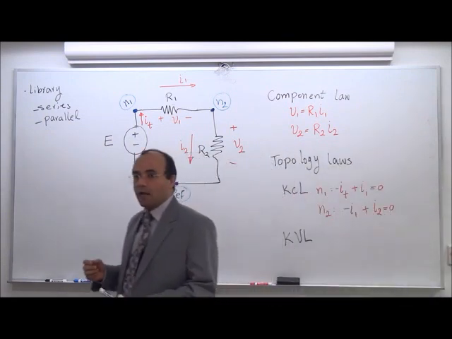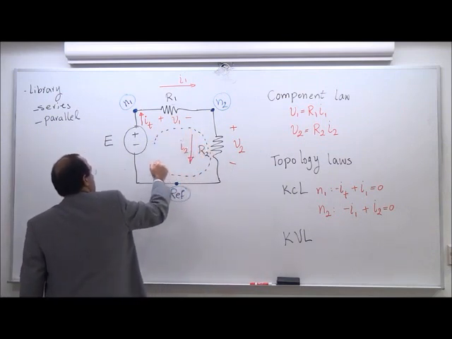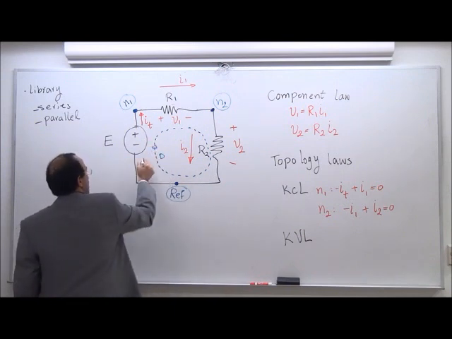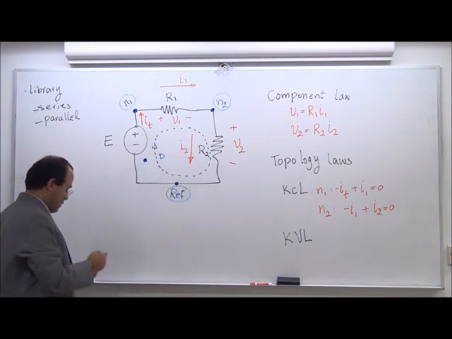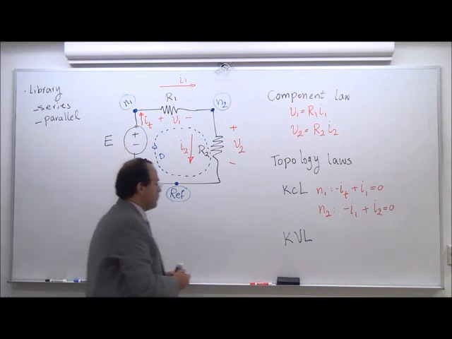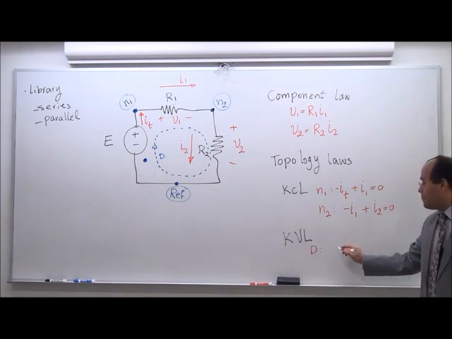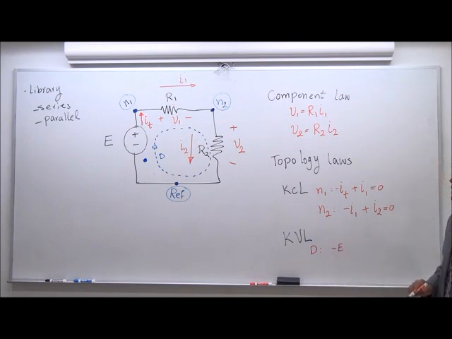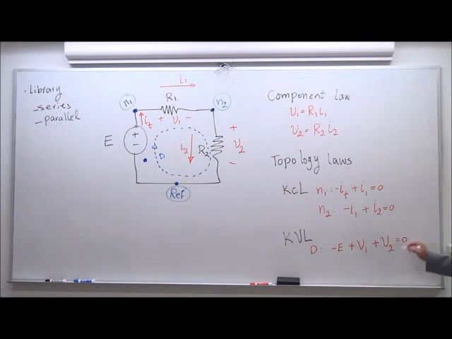The KVL law requires identification of loops. So this one, I have only one loop. I'm going to assign a clockwise direction to this loop. I'm going to begin from this end, and I'm going to go through this and see what happens. This is E. For loop number one, let's call it D. I'm meeting the minus polarity first, minus E. Then when I get to R1, I'm going to meet the plus polarity next. Then R2, I'm going to see plus polarity next, and I'm done. You have three components in this loop, and you need to have three terms to write this equation for.